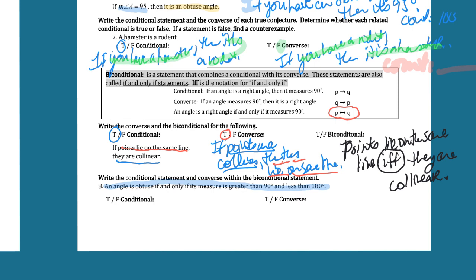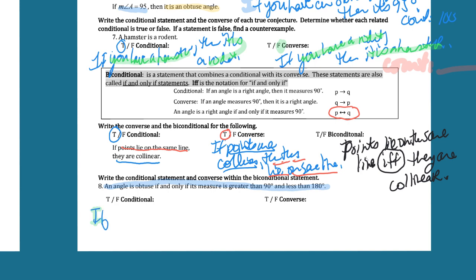What do you mean? Well, that means that you can write the left, then the right, and then you could do the right, then the left, and both will be true. So if you have a biconditional statement, it means the arrow goes both directions, and both should be true. Okay, let's try this.